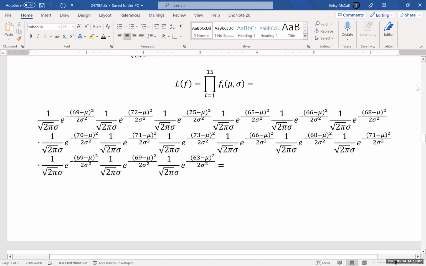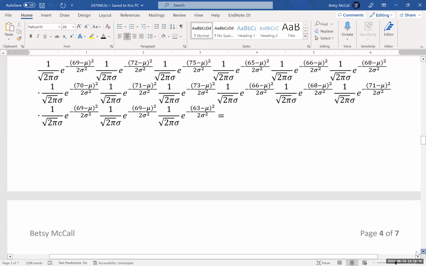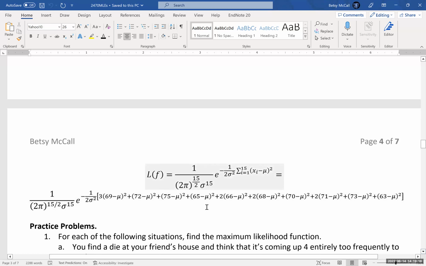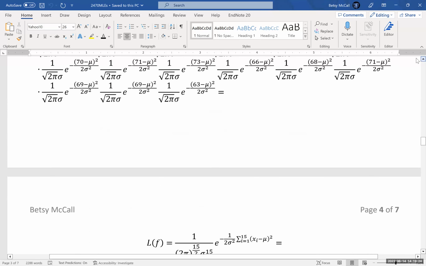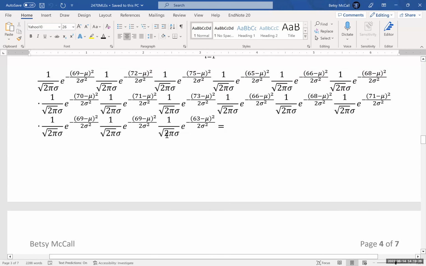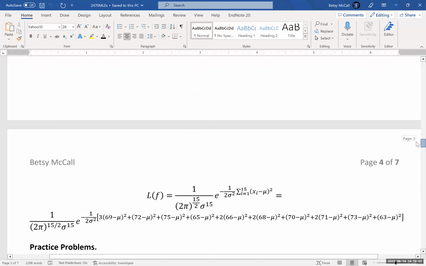Then when we simplify, we combine our 1 over the square root of 2 pi times sigma terms and combine our exponential functions. What we end up with is this expression. We had 15 terms total, so we're multiplying the square root of 2 pi times itself 15 times, so 2 pi to the 15 over 2. Again, 15 copies of sigma. And in the exponential, we add up the exponents, so we have negative 1 over 2 sigma squared.